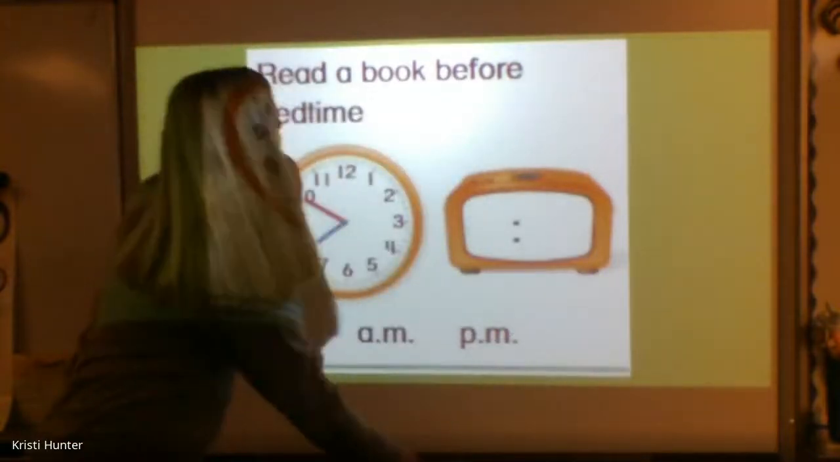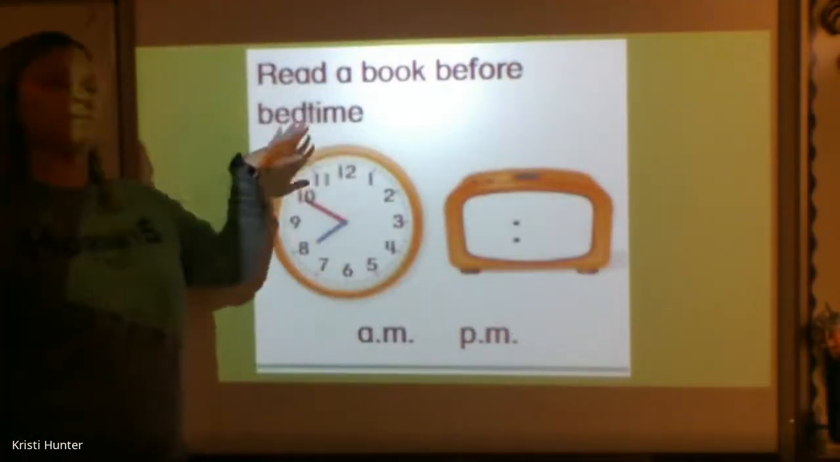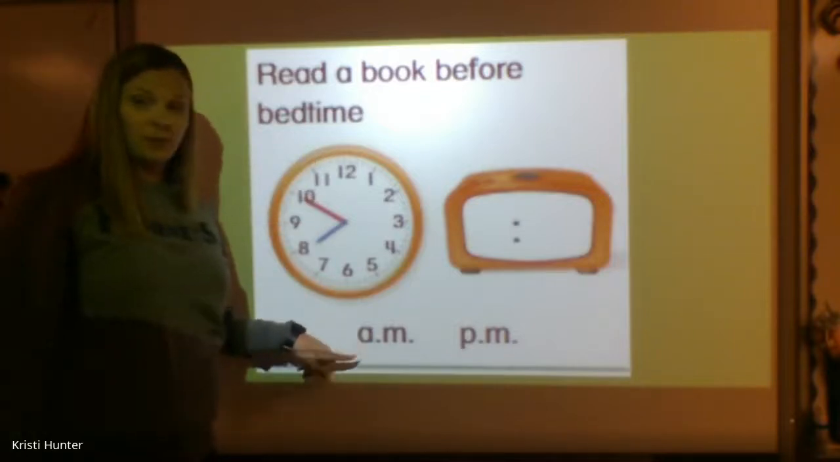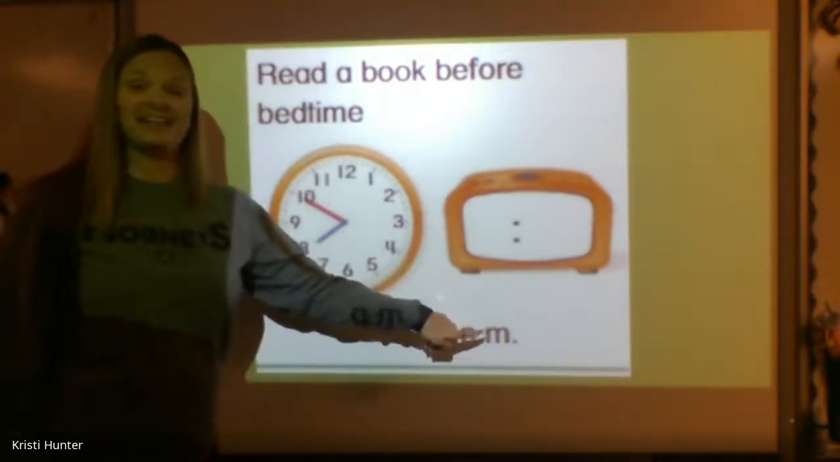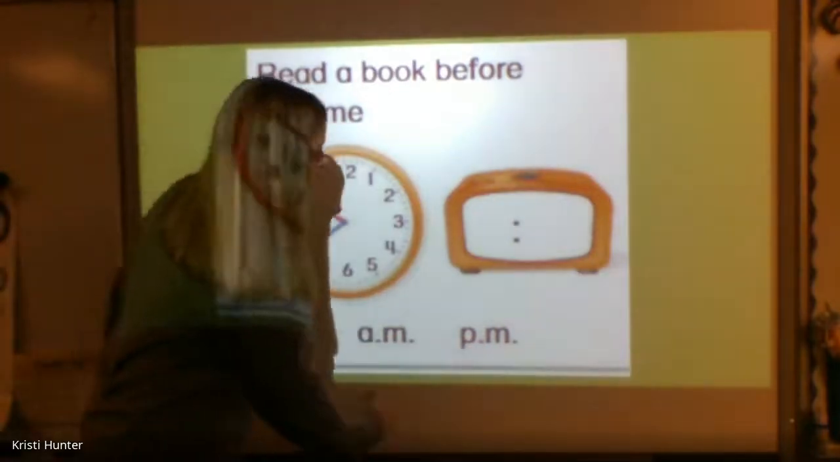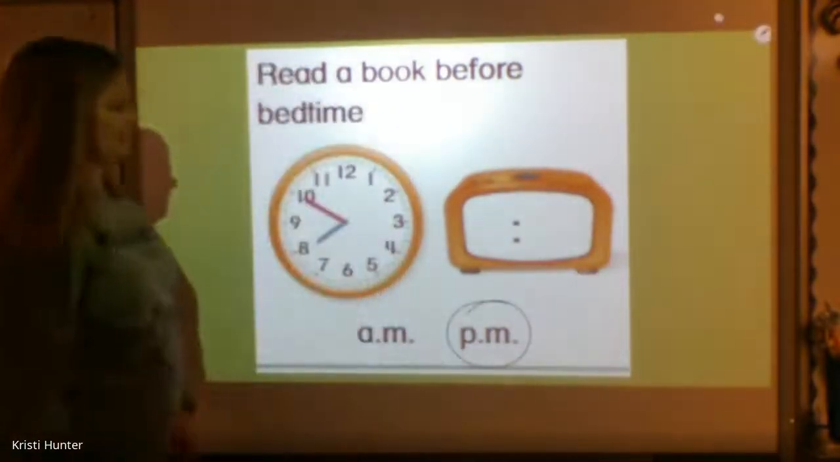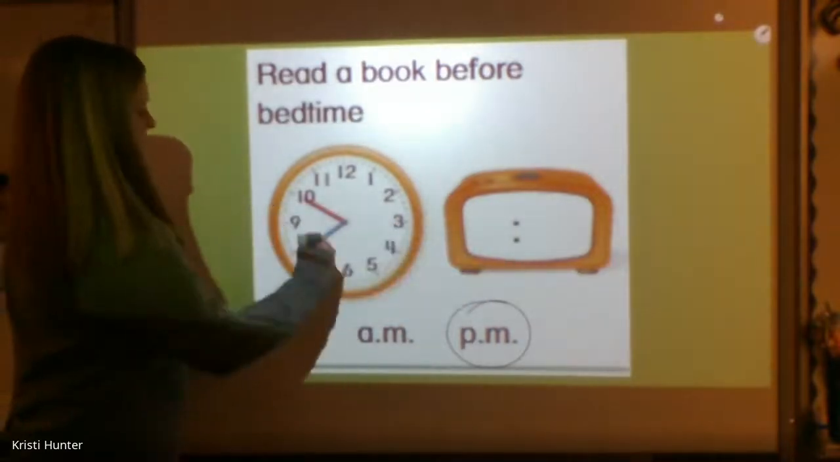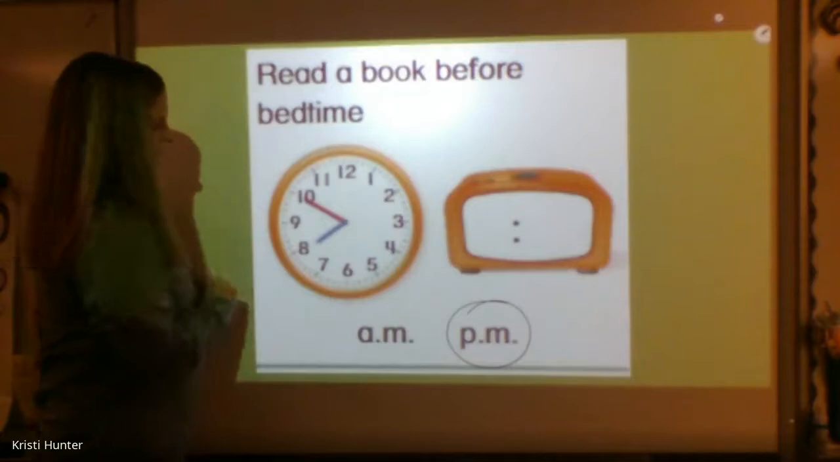It says we're going to read a book before bedtime. Well, I don't go to bed in the morning. I go to bed in the evening. So I'm going to circle my PM. Then I'm going to take a look at my clock and see if I can figure out what time I go to bed, or what time I read the book before going to bed.